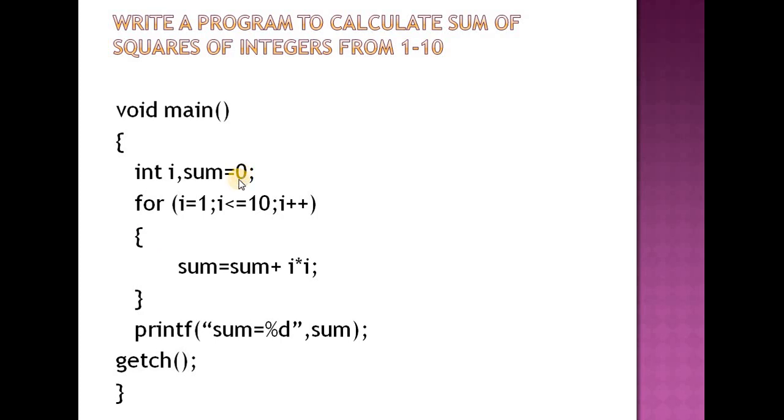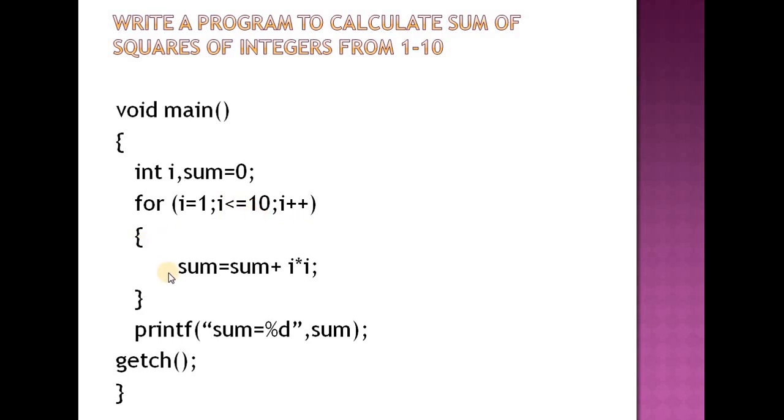Sum is equal to 0 here. You can see the initial value of sum is 0. Sum is equal to 0 plus, what is the value of I? 1. 1 into 1 is 1. Square of 1 is 1. So 1 plus 0, now the value of sum will become 1. With this curly bracket the control will go over here. The value of I will get incremented. Now I will become 2. Is 2 less than or equal to 10?